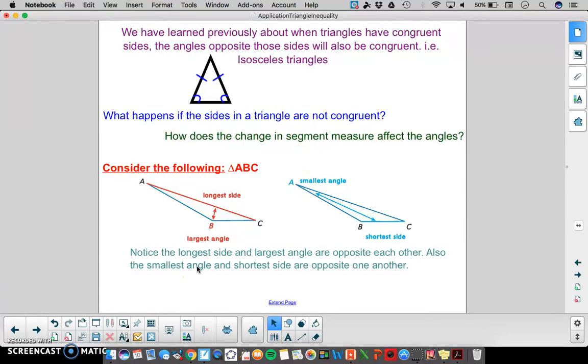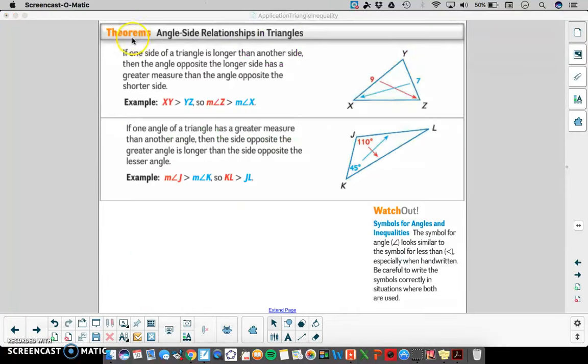So we have the relationship where the largest angle is going to be across from the longest side, and the smallest angle will be across from the shortest side. And that leads us into our angle-side relationships in triangles. If one side is longer than another, then the angle opposite the longer side has a bigger or greater measure than the angle opposite the shorter side.